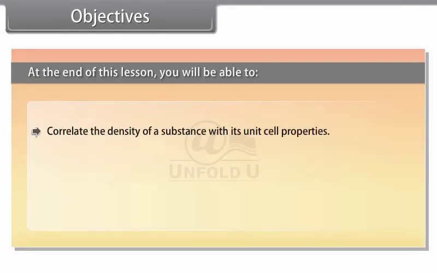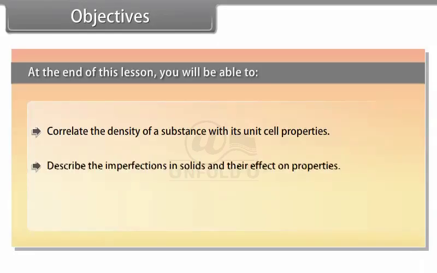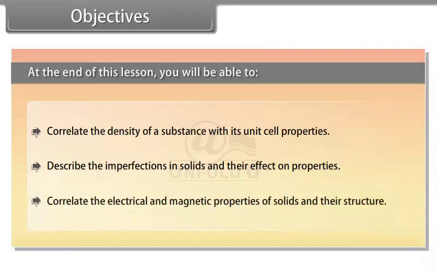Objectives. At the end of this lesson, you'll be able to correlate the density of a substance with its unit cell properties, describe the imperfections in solids and their effect on properties, correlate the electrical and magnetic properties of solids and their structure, and perform calculations involving unit cell dimensions.